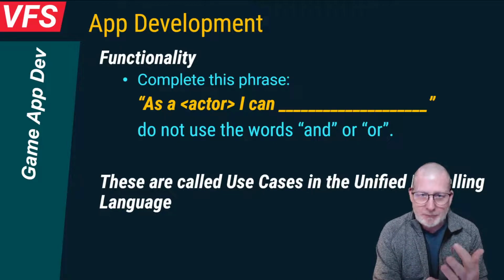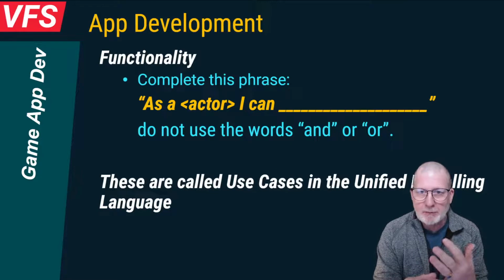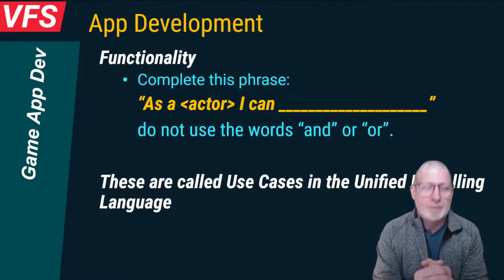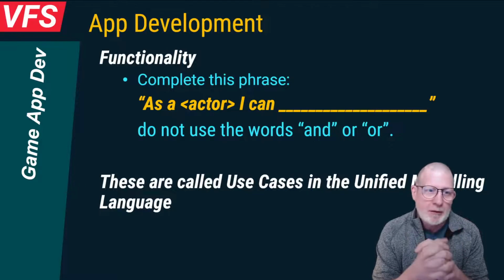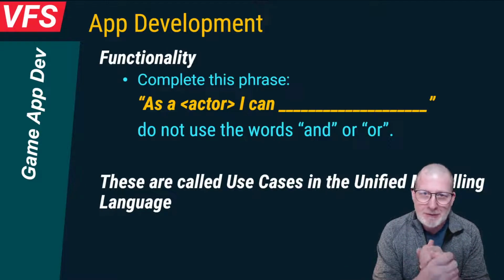As a player, as a user, sometimes I'll define a user independent of a player. User is who's using the software. The player is the avatar on the screen. The user can save the game, but the player. Right, exactly. As an enemy, I can patrol an area. Right? As an enemy, I can attack the player.